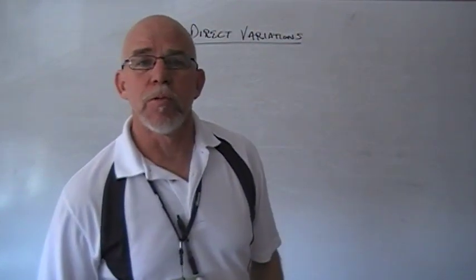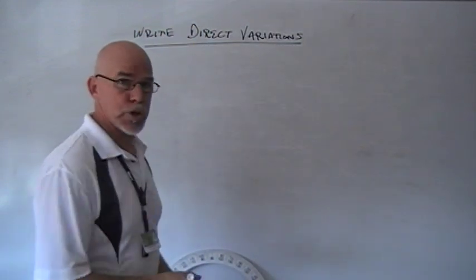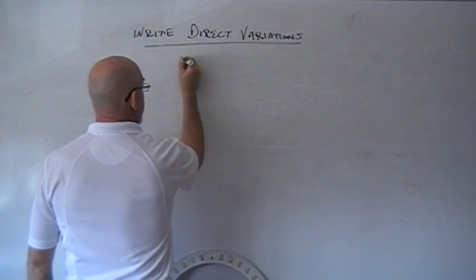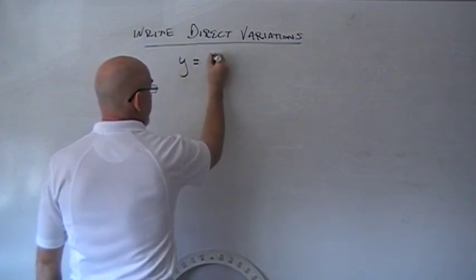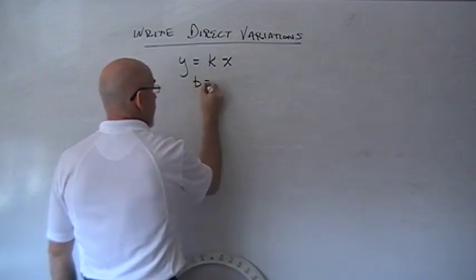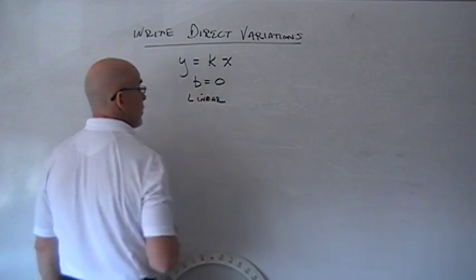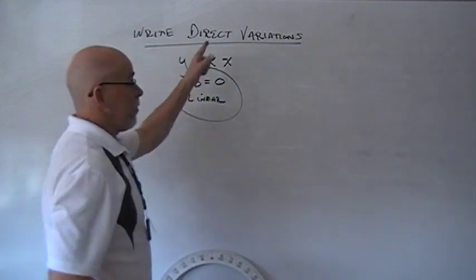Well, good afternoon. So today we're looking at how to write direct variation equations. We learned last week that they look like this, where b has to be 0, and that we're working with linear things today and how to recognize those. If you have that, you have a direct variation.